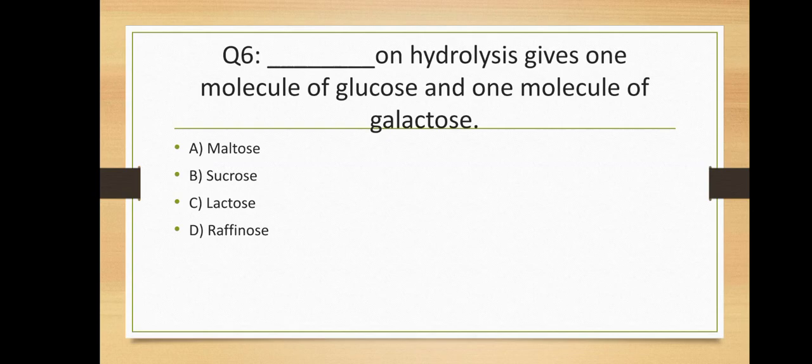Options are maltose, sucrose, lactose, raffinose. Blank on hydrolysis gives one molecule of glucose and one molecule of galactose. So the correct answer of this question is option C. Lactose on hydrolysis gives one molecule of glucose and one molecule of galactose. Lactose is a milk sugar. It is also a disaccharide made up of one glucose molecule and another one is galactose.